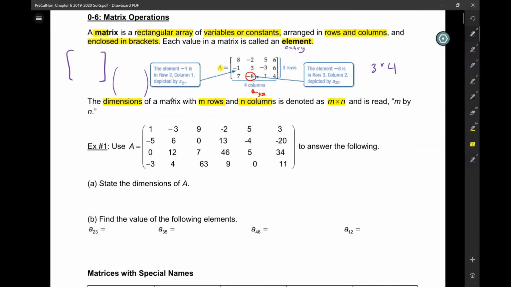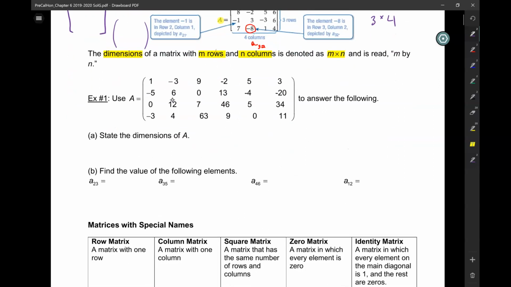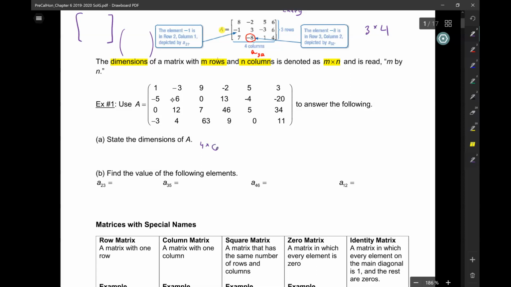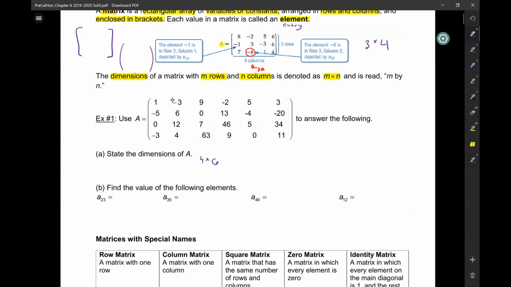Okay. Now, take a look at this one here. We have a large A matrix. First it says to state the dimensions of A. So how many rows here? Go down 1, 2, 3, 4 rows. And how many columns? 6 columns. So this is a 4 by 6. Okay. Find the value of the following elements. So where is a23? Second row, third column is 0.35, and a46 is 1.2, negative 3.